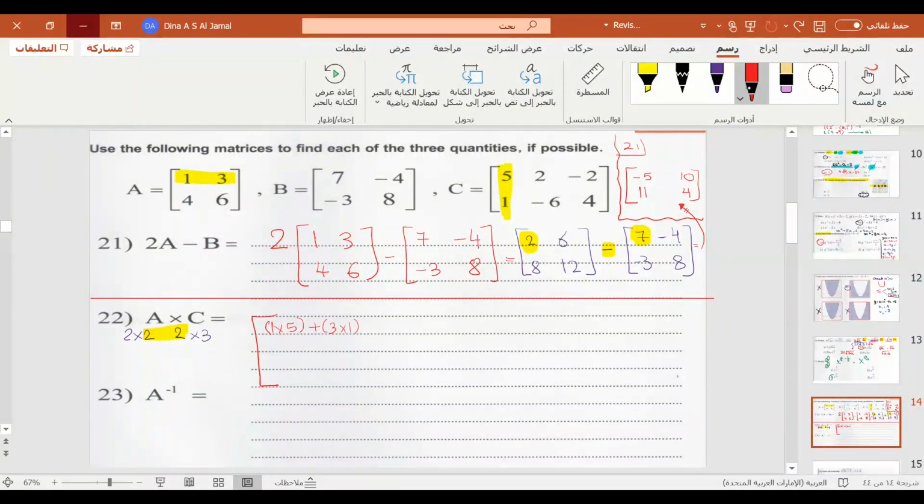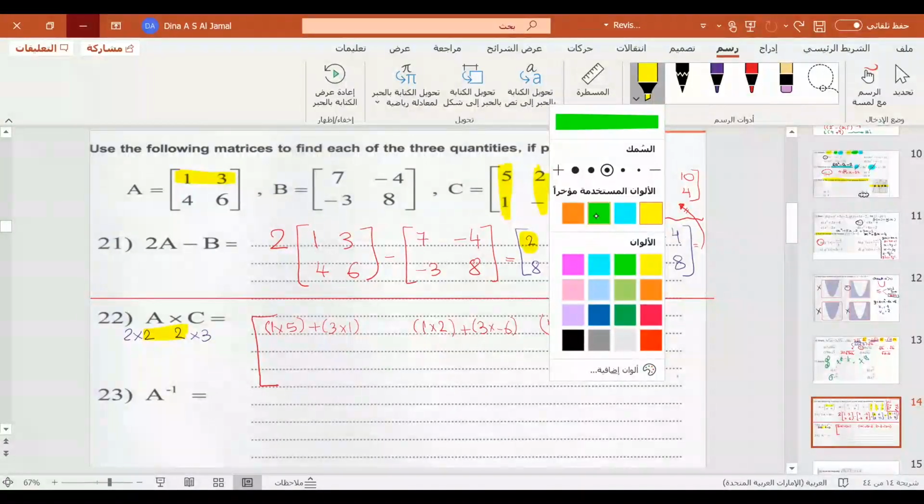Then again, the same row with the other column. 1 multiplied by 2 plus 3 multiplied by minus 6. Then to this column, 1 multiplied by minus 2 plus 3 by 4. And now let's go to the other row.